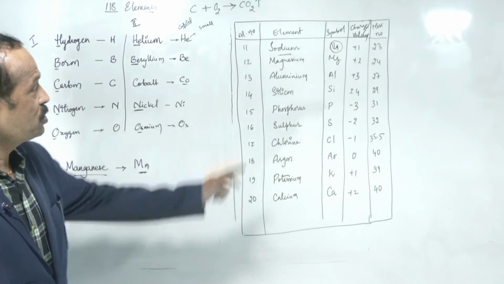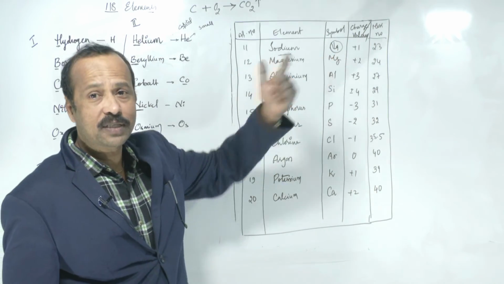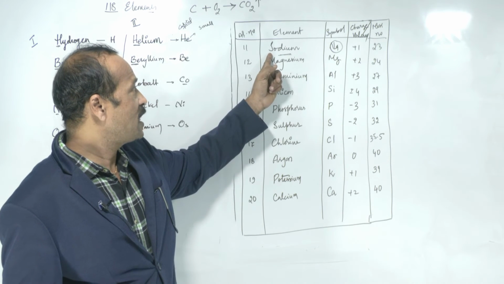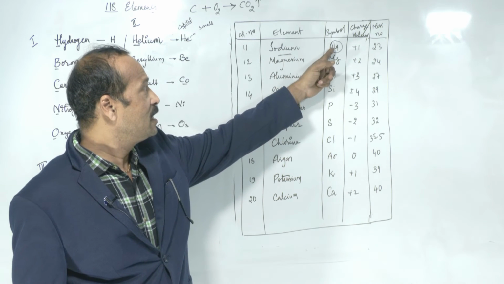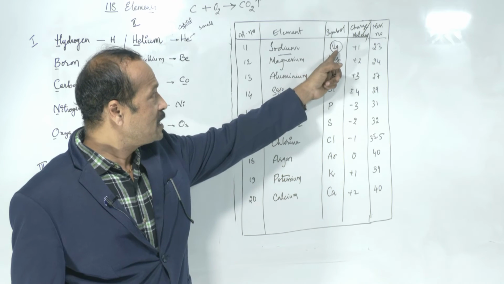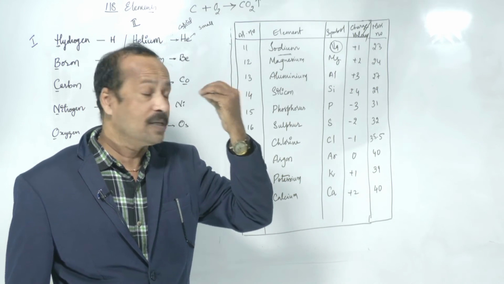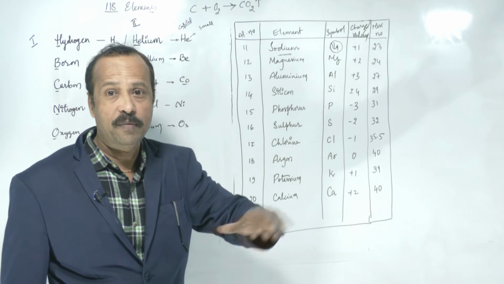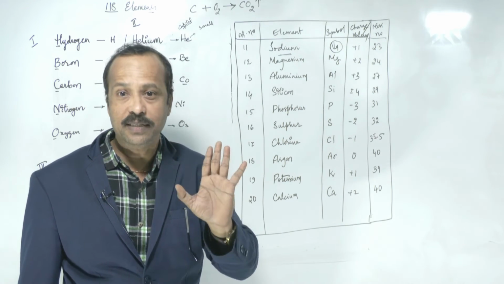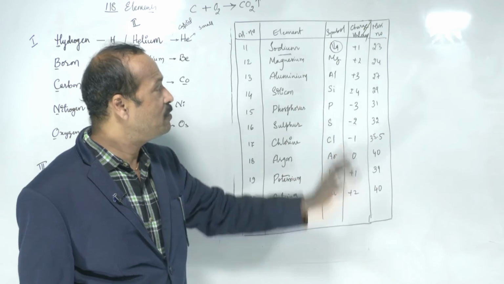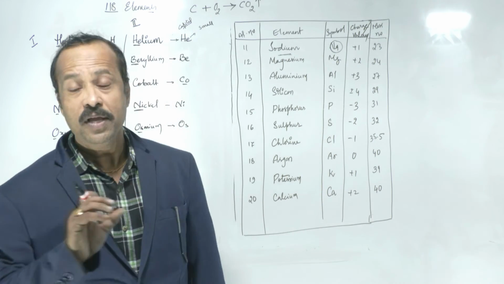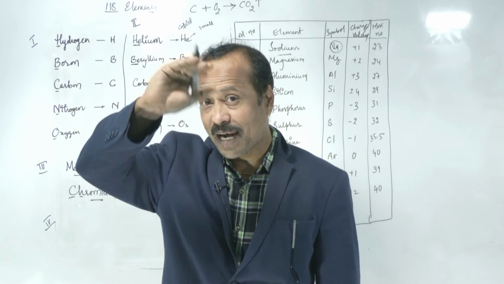For example, see here, sodium is there, but the symbol is given as Na. Element is sodium, but the symbol given is Na. Sodium starts with S, and here the symbol is given as N, beside A. Nowhere can you find A in sodium. The element name is completely different, and the symbol is completely different. So how are these symbols taken? These symbols are taken from their Latin names.